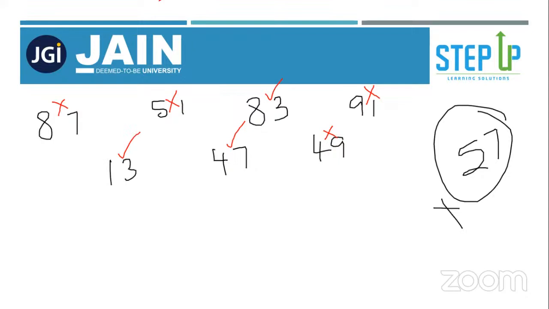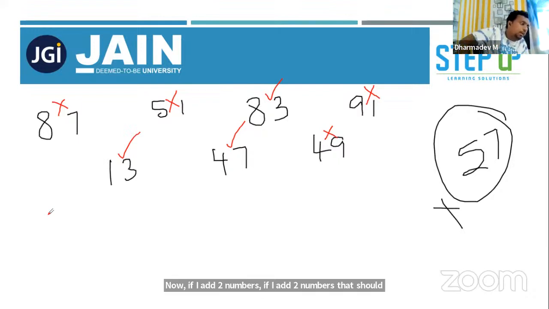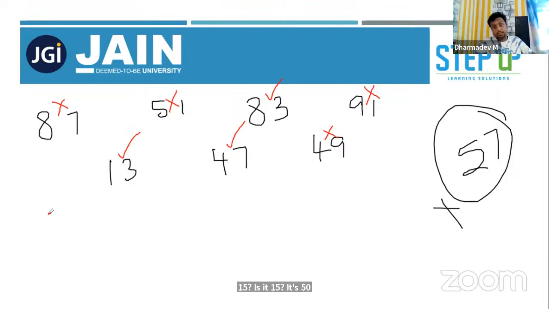That's great. How to know? A prime number should have only two factors. I'll teach you a shortcut now. If I add the digits, the sum should not be divisible by 3. Now 87, what is 8 plus 7? It's 15. Is 15 divisible by 3?